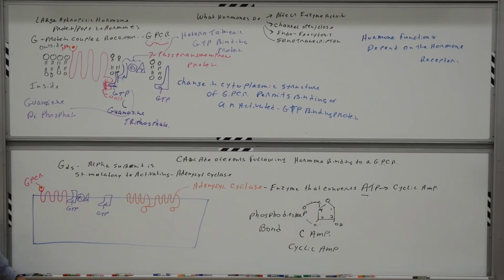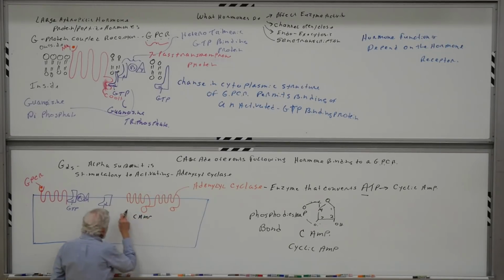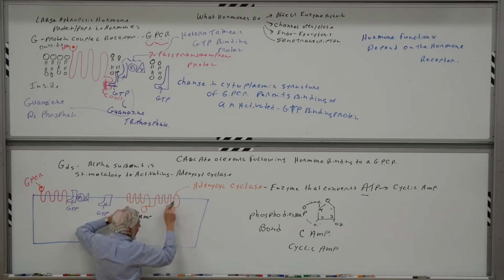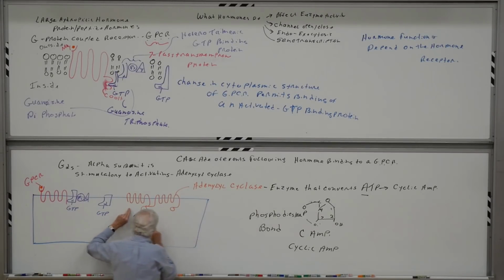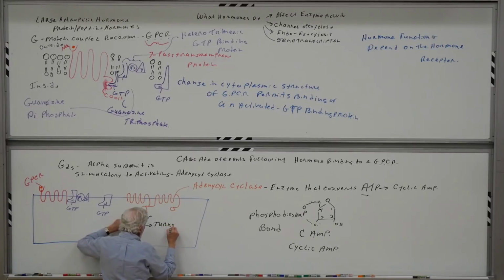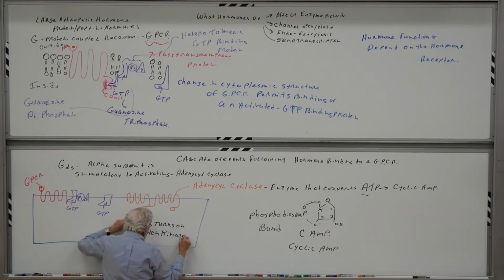But that now becomes a really important character because of the generation of cyclic AMP from this adenylyl cyclase. The adenylyl cyclase has taken ATP and made cyclic AMP. This cyclic AMP now becomes an actor, and it now turns on a protein called protein kinase A.